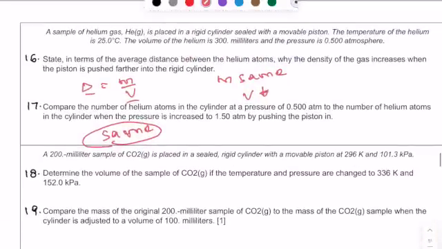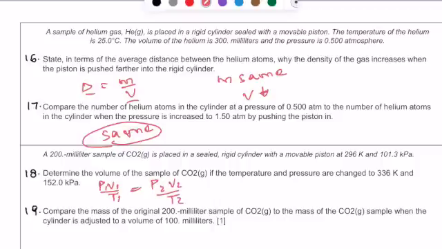Determine the volume of a sample of carbon dioxide if the temperature and pressure are changed to 336 and 152. So this is an example of something where all of the quantities are changing. So you can use the combined gas law. So P1V1 over T1 equals P2V2 over T2. So plug in your numbers, get the answer.